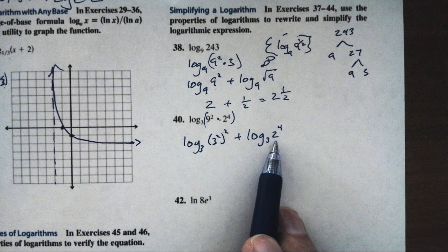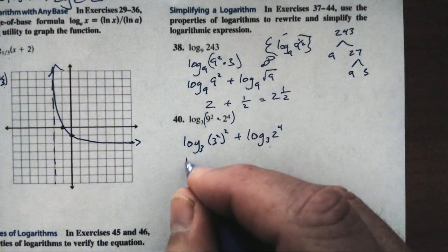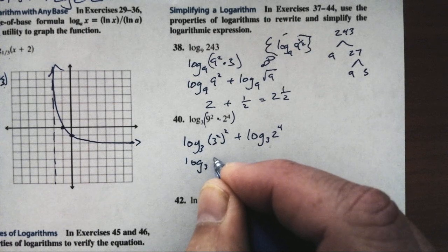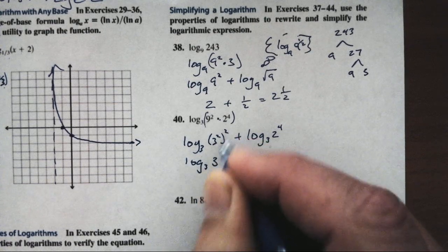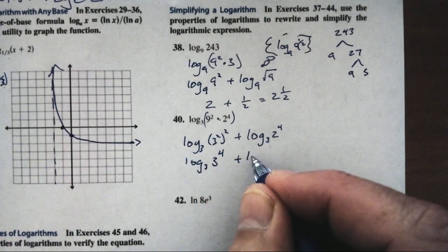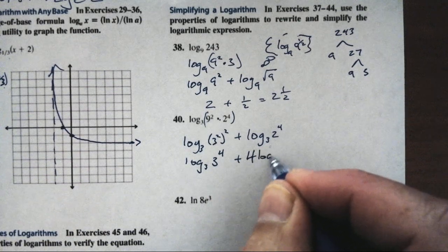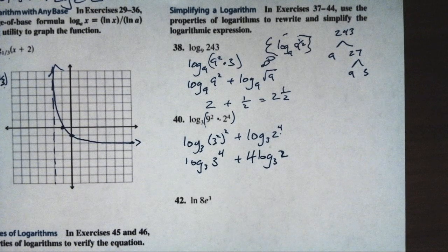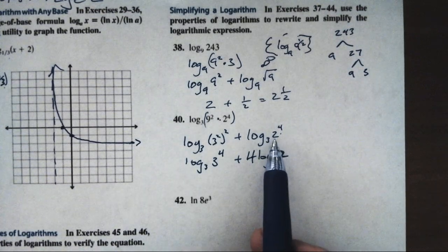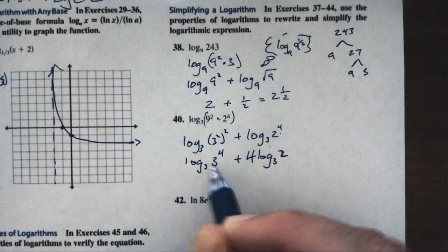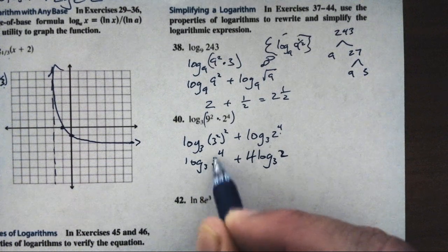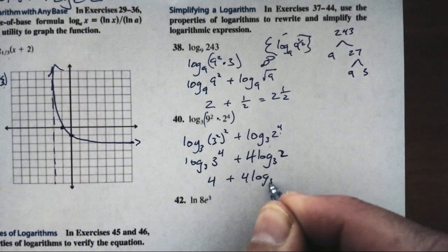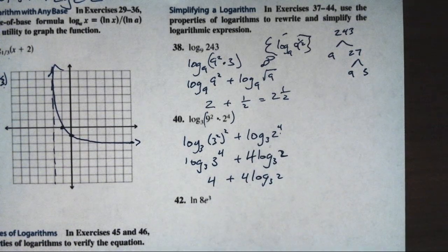Not crazy about that 2. So this is log base 3 of 3 to the 4th plus maybe 4 log base 3 of 2. Just pull that 4 out. You could also make this 16 inside of here. This is the exponent that turns 3 into 3 to the 4th. This is just 4, plus 4 log base 3 of 2. Okay.